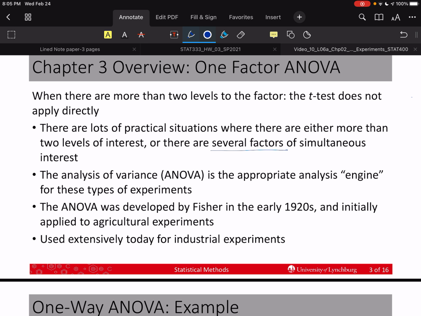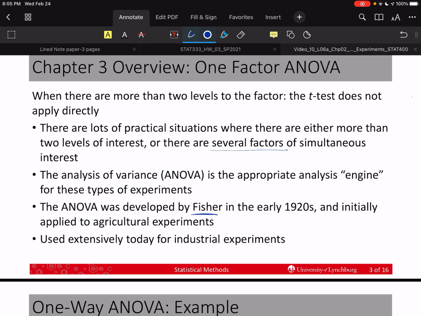And ANOVA was developed by Fisher back in the early 1920s, and Fisher applied this to agricultural experiments for yield in the crops. So fertilizer, watering, all the different things that you could do to maybe improve the yield of a crop. And that's what he applied this to. And he was very practical when it came to this.